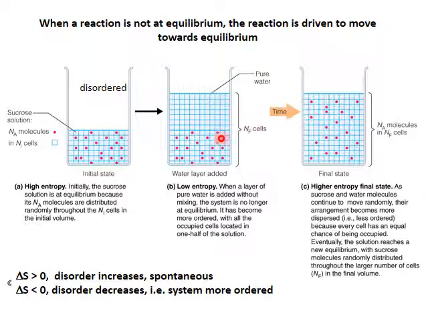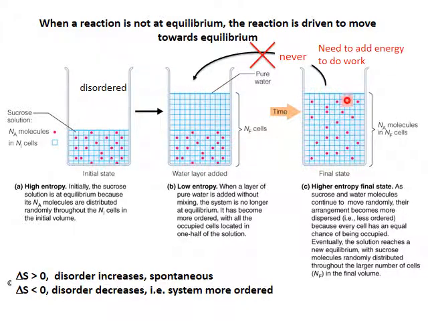So when a system is not at equilibrium, the reaction drives it to achieve a new equilibrium. And this is based on providing, in this case, a more disordered system, more randomization of the sucrose molecules throughout the volume of that water. Going back and trying to make those sucrose molecules confined to the lower half of that beaker is never going to happen spontaneously on its own.